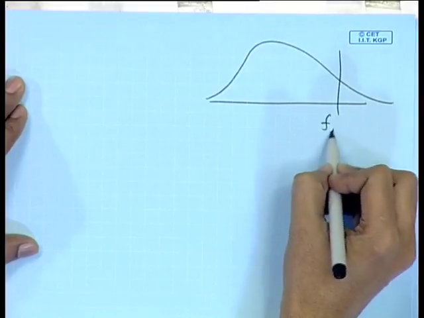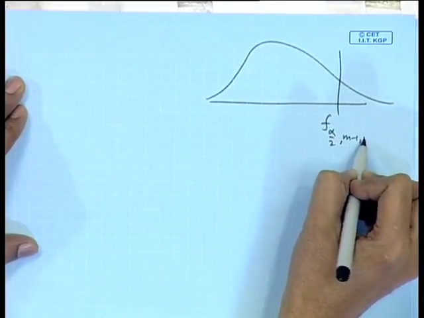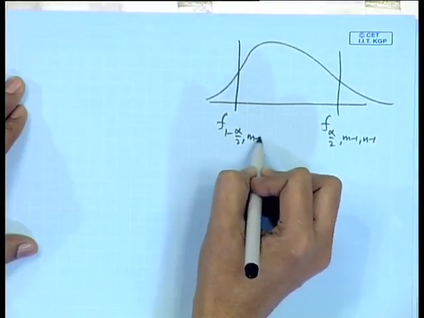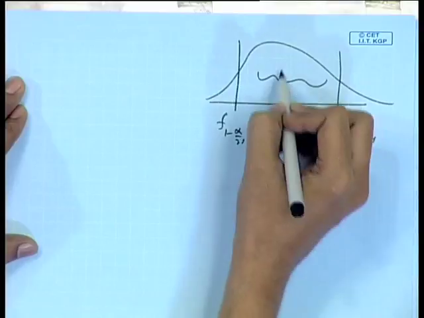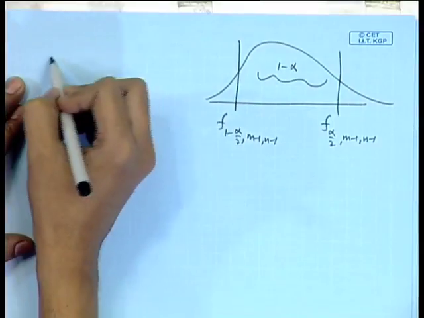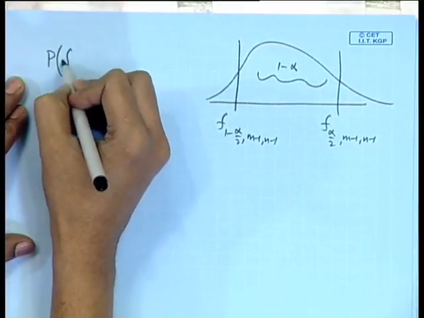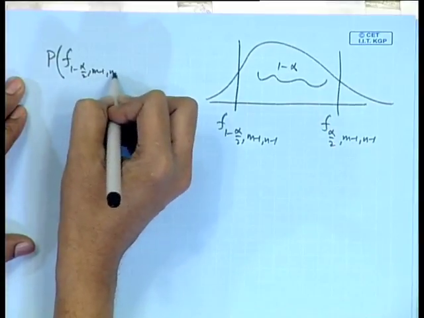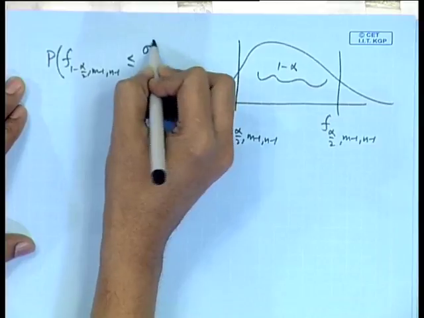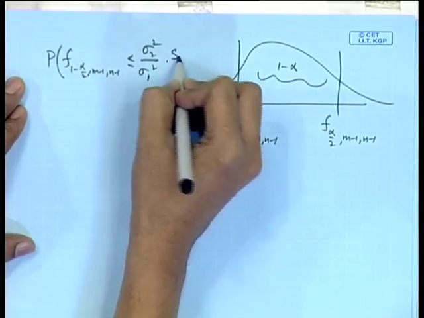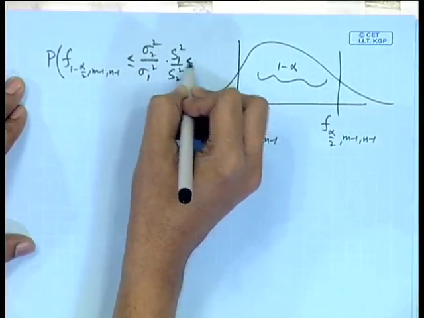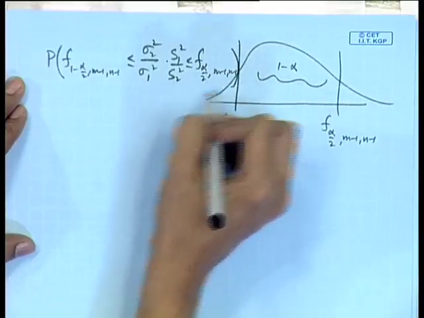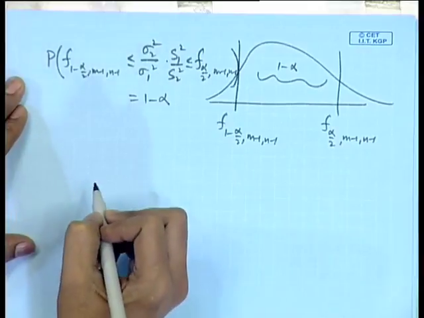that is we have f alpha by 2 m minus 1 n minus 1 and f 1 minus alpha by 2 m minus 1 n minus 1, intermediate probability is 1 minus alpha. So, probability that f 1 minus alpha by 2 m minus 1 n minus 1 is less than or equal to sigma 2 square by sigma 1 square S 1 square by S 2 square is less than or equal to f alpha by 2 m minus 1 n minus 1, that is equal to 1 minus alpha.